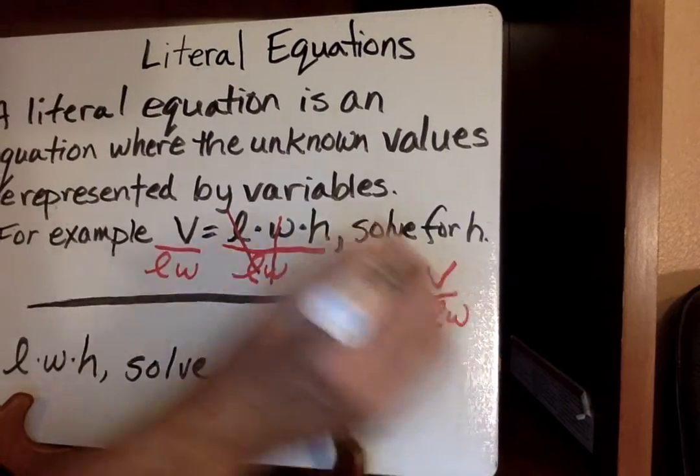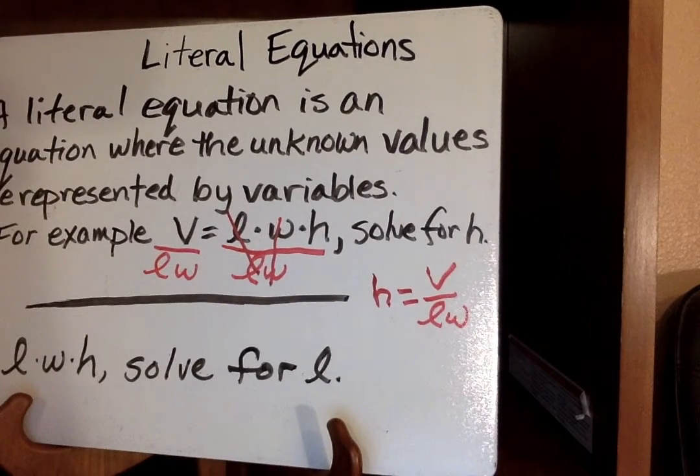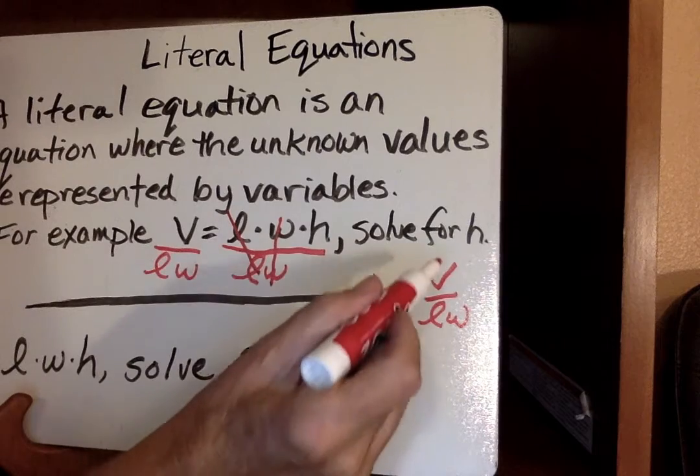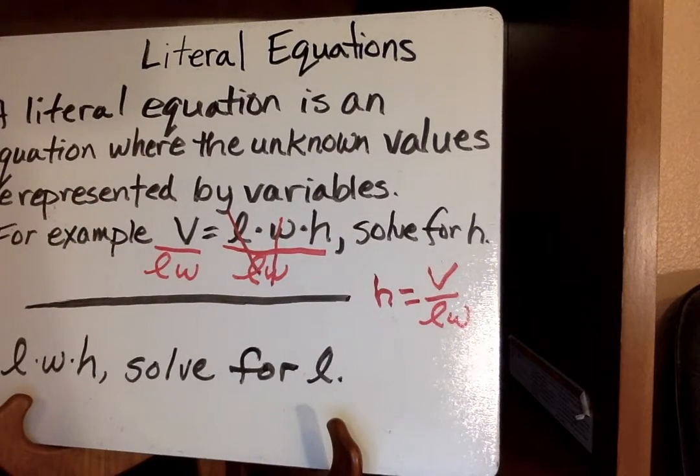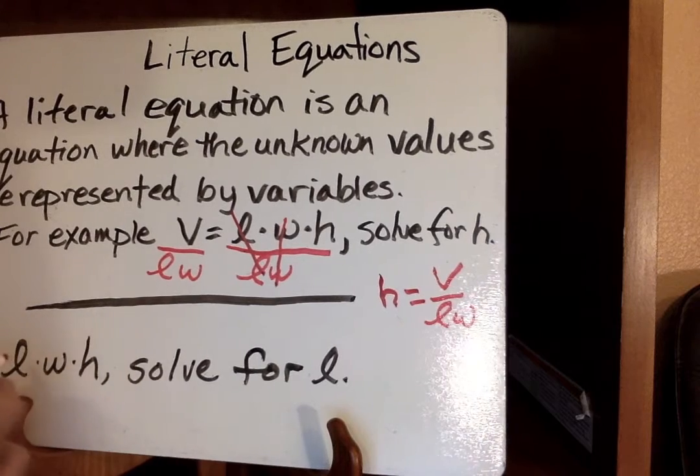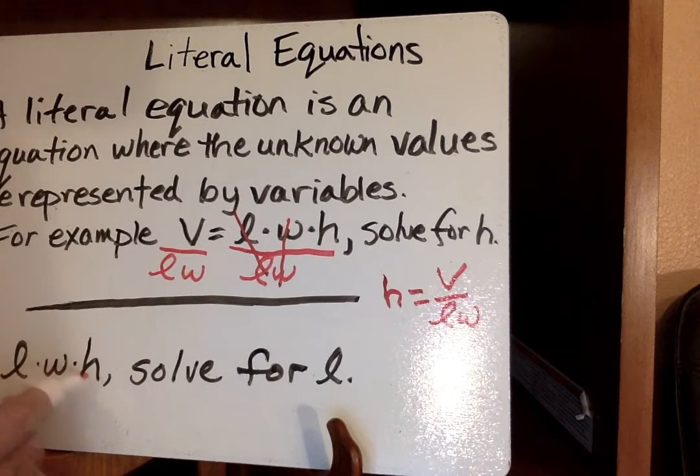Now we can see what's left: H equals V divided by LW. So if you knew the volume of something, the length and the width, and you needed the height, you would just take the volume and divide it by the length and the width, and that would get you your formula there.